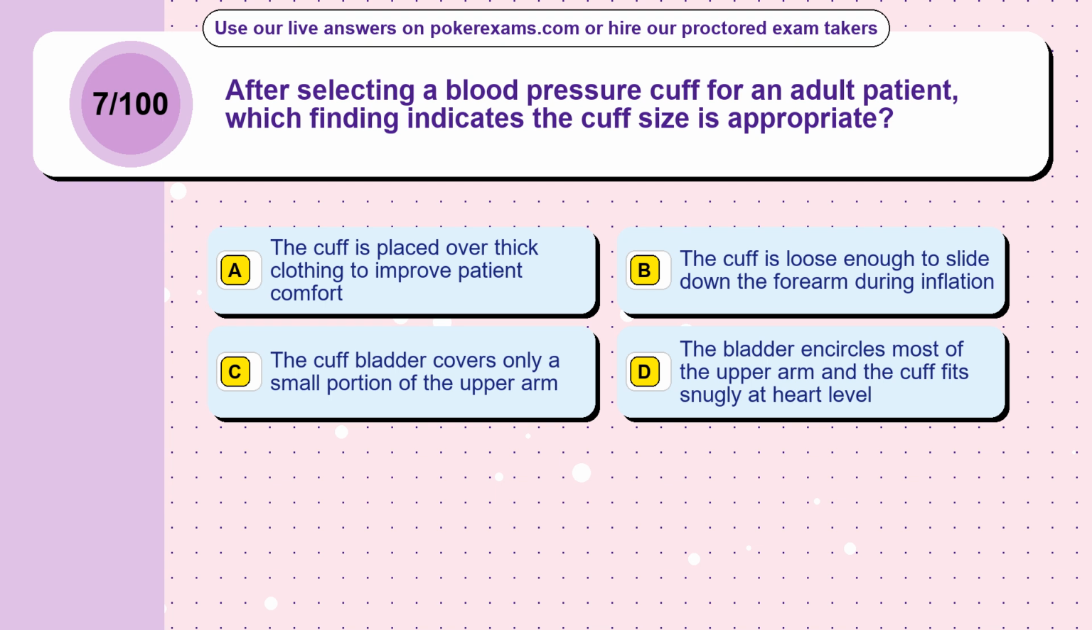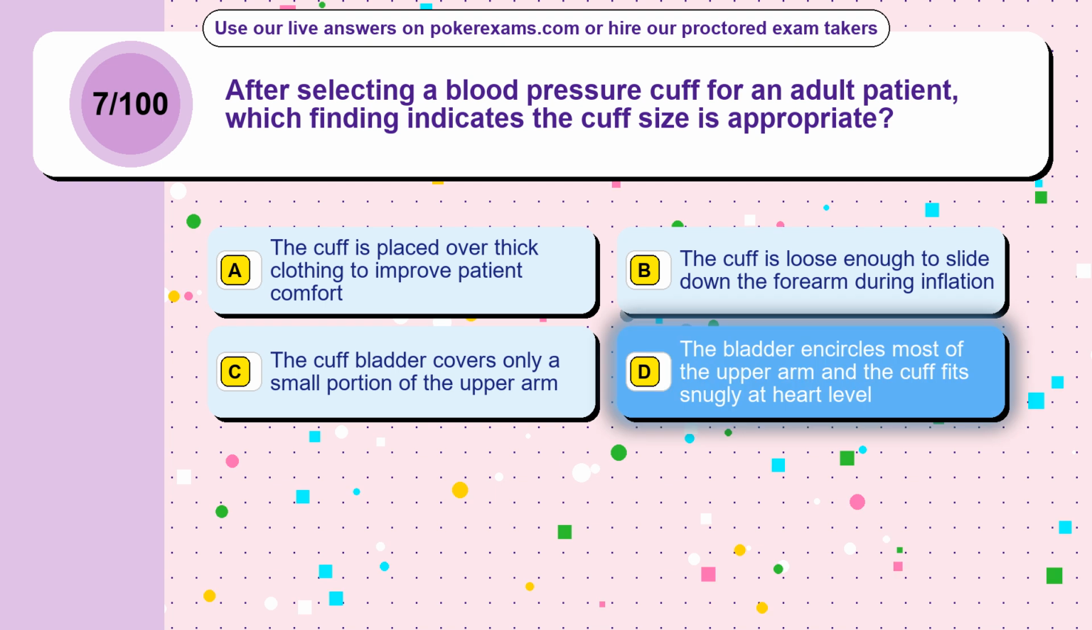The cuff bladder covers only a small portion of the upper arm. Option D. The bladder encircles most of the upper arm and the cuff fits snugly at heart level. The correct answer is option D. The bladder encircles most of the upper arm and the cuff fits snugly at heart level.